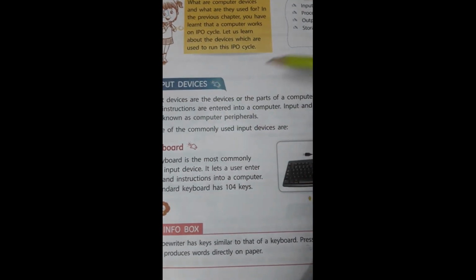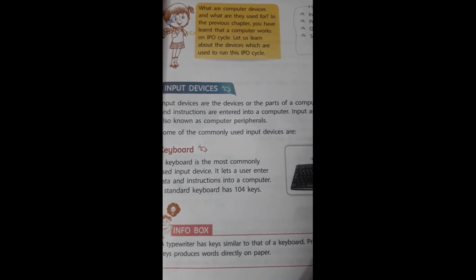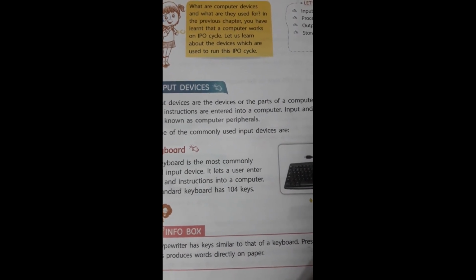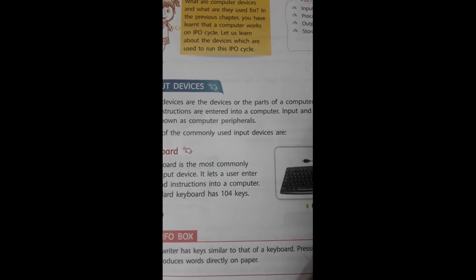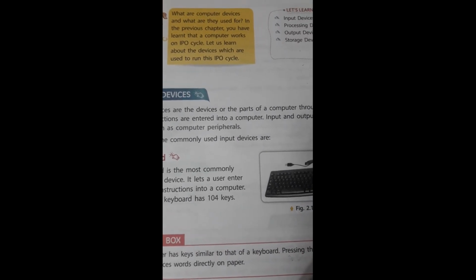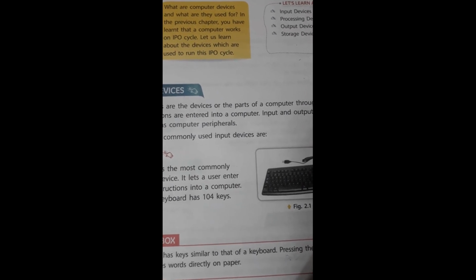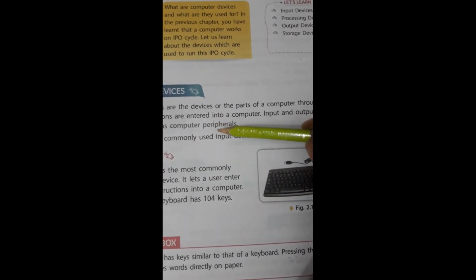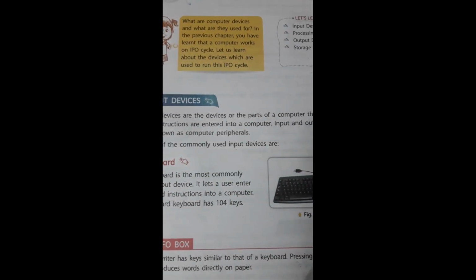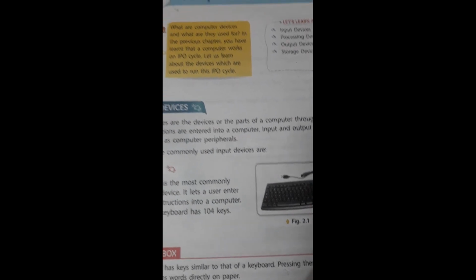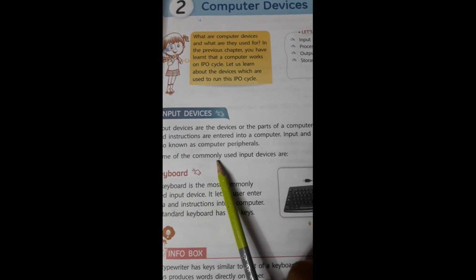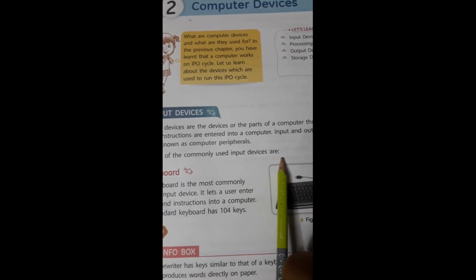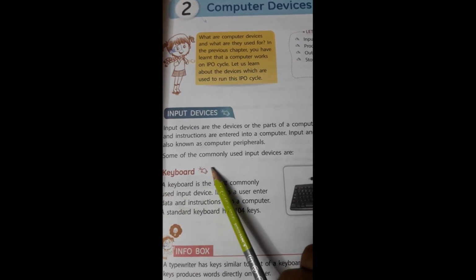Input devices, students. Input devices are the devices or parts of a computer through which data and instructions are entered into a computer. Input and output devices are also known as computer peripherals. Some of the commonly used input devices are: first, keyboard.